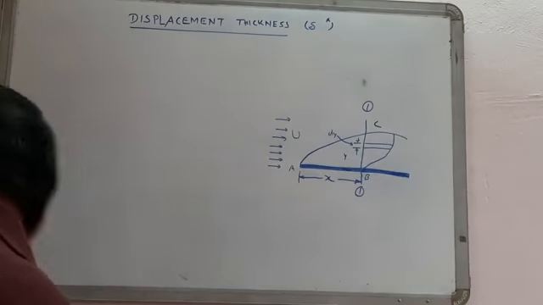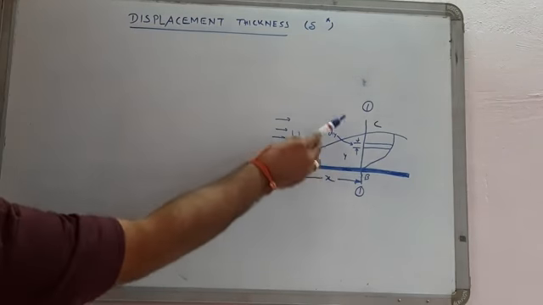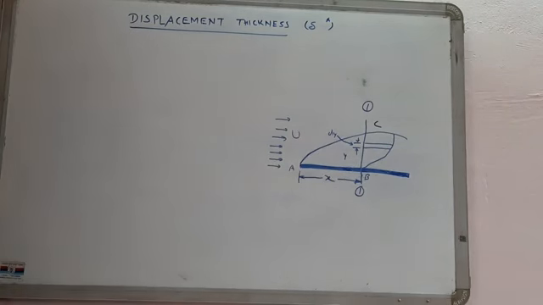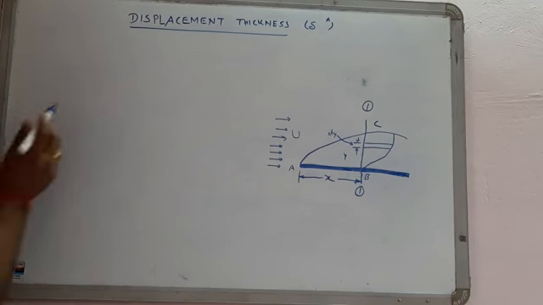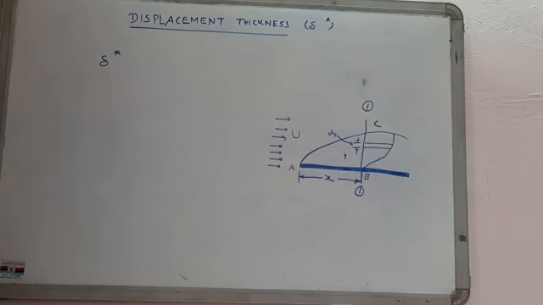Next is displacement thickness. It is defined as the distance measured perpendicular to the boundary of a solid body by which the boundary should be displaced to compensate for the reduction in flow rate on account of boundary layer formation. It is denoted by del star.